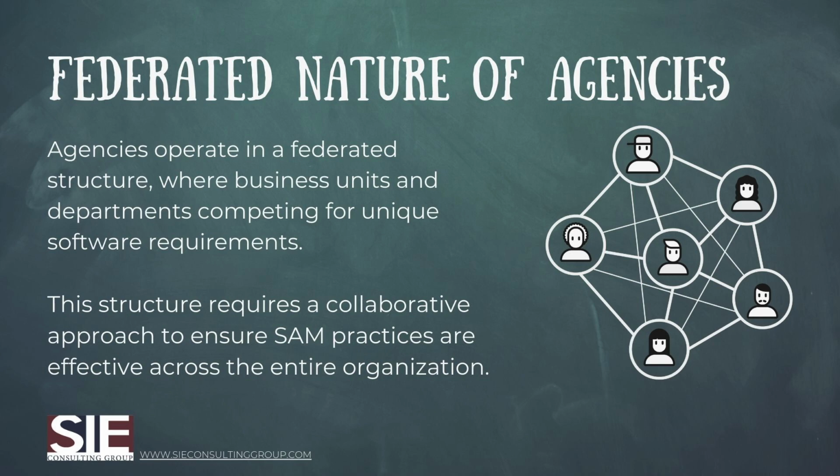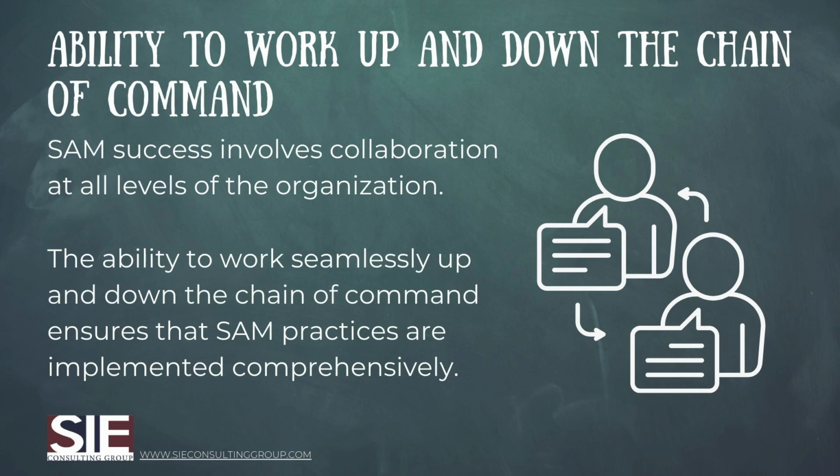And the best run SAM programs are the ones with the highest collaboration and stakeholder engagement, as well as executive sponsorship. So the ability to work up and down the chain of command follows on that key lesson learned regarding collaboration. OMB and Congress were really smart to mandate that every agency name a software asset manager. It put a person's name and role on the line to account for compliance. And they also ensured that a CIO established a software centralization plan.